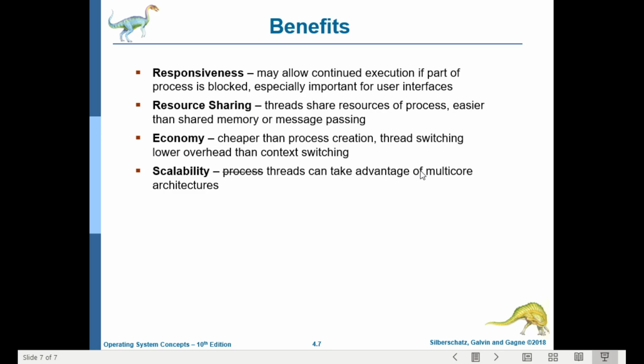Number one benefit is responsiveness. Threads allow execution to continue if part of the process is blocked. For example, in our word processor, let's say our spell checker is stuck, we are still allowed to do auto save. That is how threads allow continued execution if part of the process is blocked.